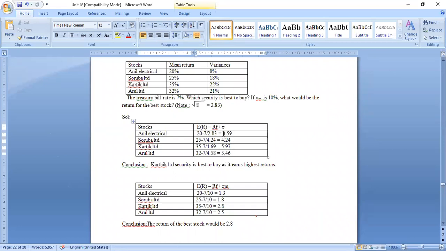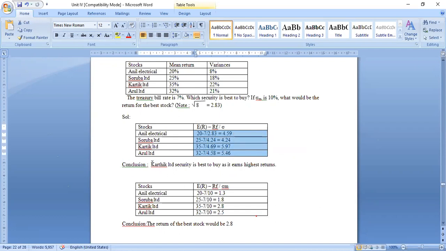Out of all these calculations, we are going to find the particular return which has the highest value. Now, when you compare these four values, you have 5.97 and 5.46. So 5.97 is comparatively higher than the rest of the securities.